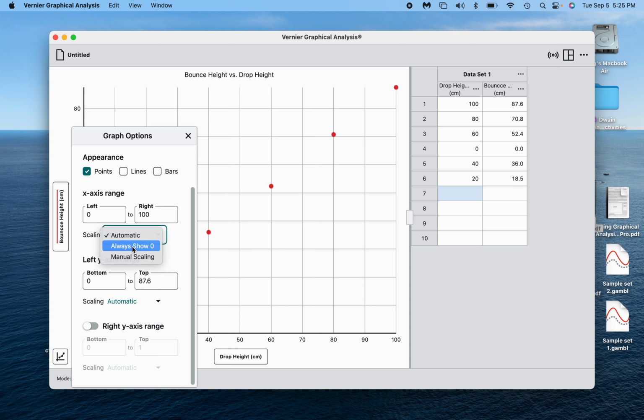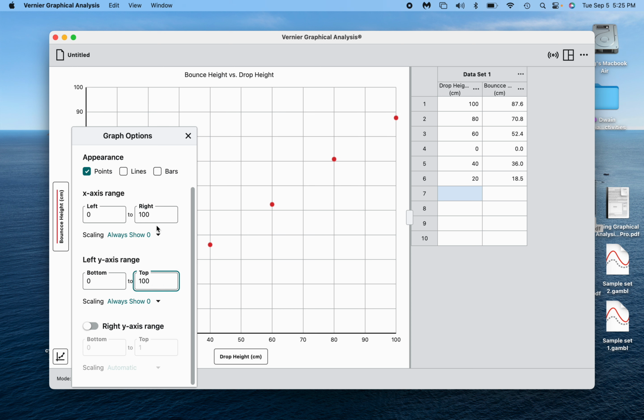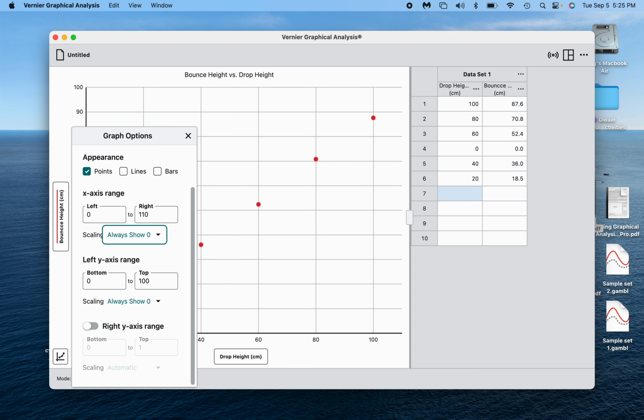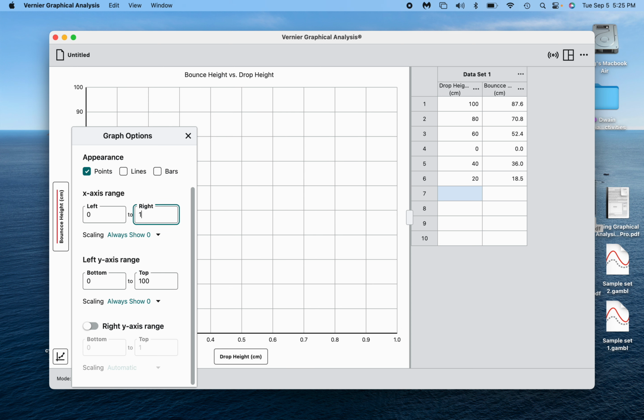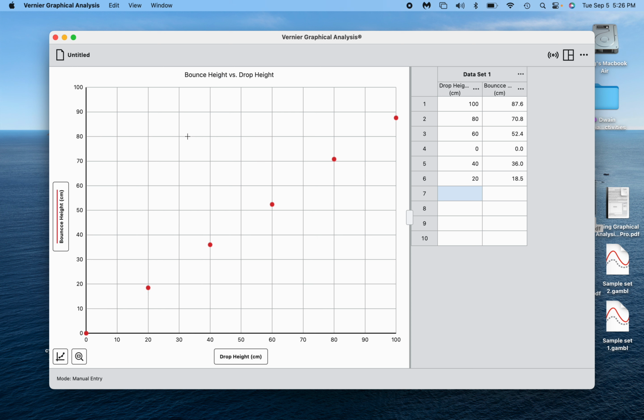I always like to include 0 here. Also, I don't like to have the points at the very end, so I'm going to make that up to 100. I'm going to leave this 100, but you could honestly make it 110 if you want. But I guess I can leave that 100. So that's fine. And we're good. We can just X out of that. So at this point then, that looks like a nice graph.